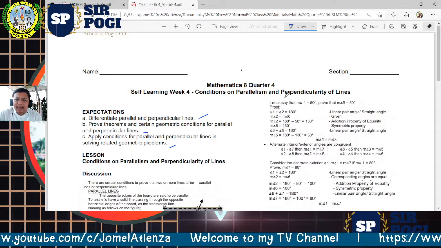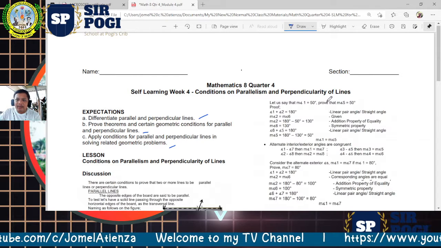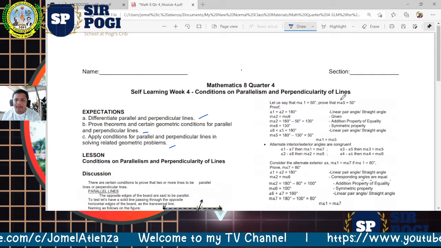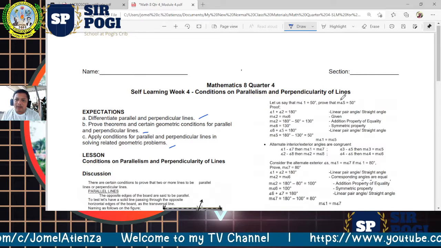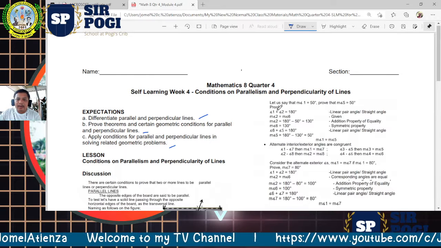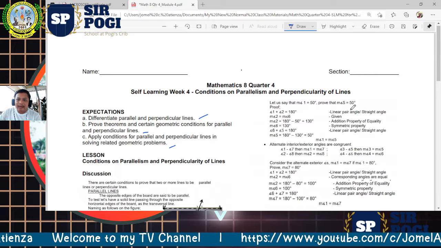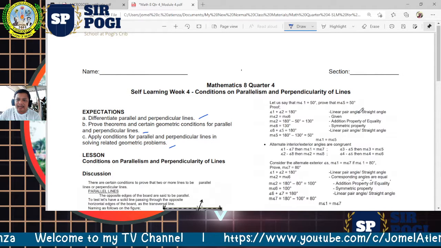Let us say that the measure of angle 1 is 50 degrees. Prove that the measure of angle 5 is equal also to 50 degrees. So once again, the measure of angle 1 plus the measure of angle 2 is 180 degrees. Linear pair angle or straight angle.